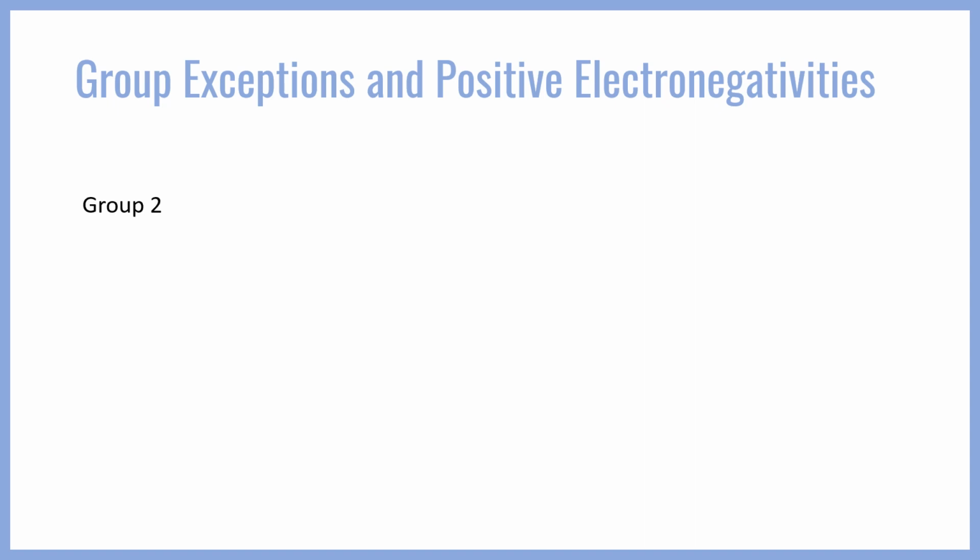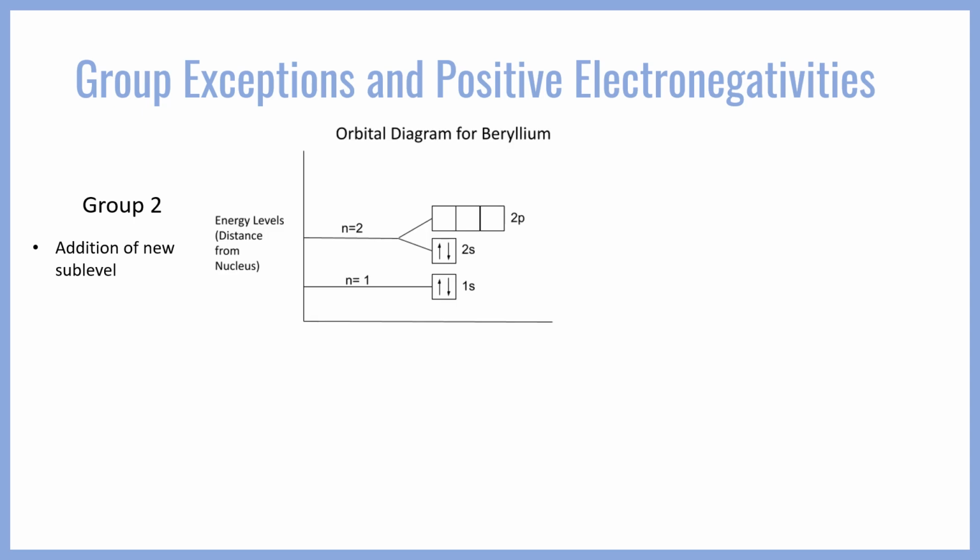Let's consider group 2 first. Adding an electron to a group 2 element would mean the creation of a whole new sublevel. Consider the orbital diagram of beryllium as an instructive example. Currently, its valence electrons sit in the 2s orbital. A newly captured electron would need to enter into a 2p orbital, which is appreciably higher in energy than the 2s, so much so in fact that it cancels out the potential energy of nuclear attraction.